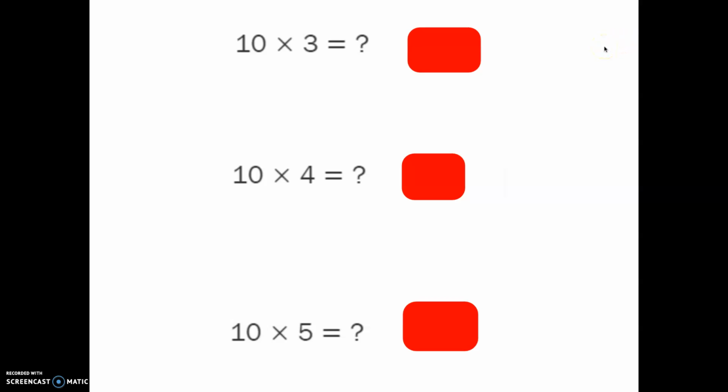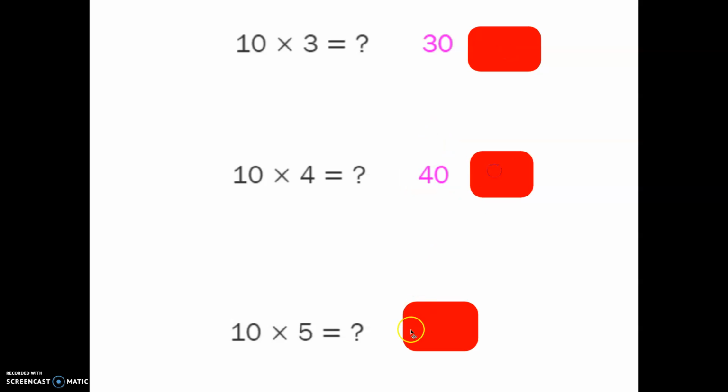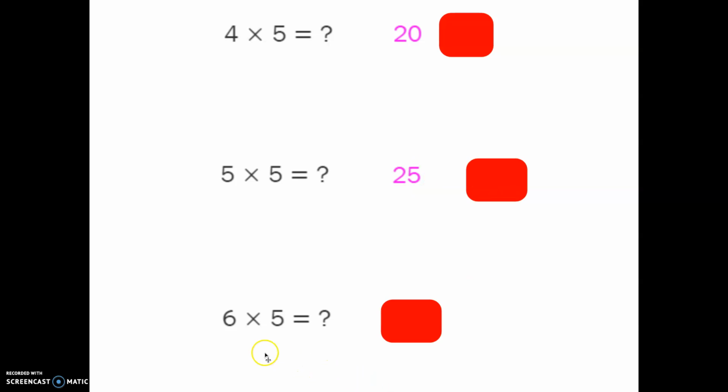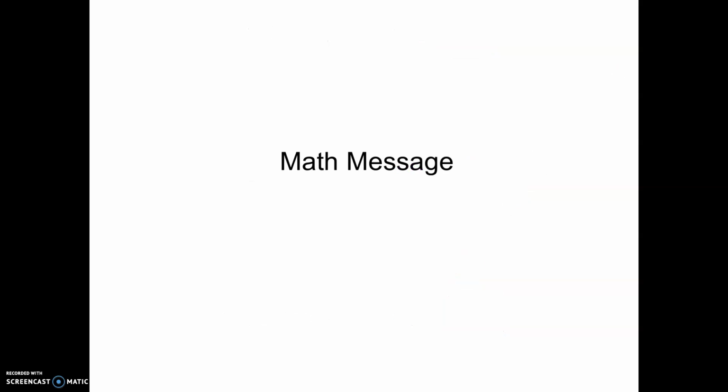Wipe those boards clean, and here we go again. 10 times 3, 10 times 4, 10 times 5. Write your answers down. 10 times 3, you should have gotten 30. 10 times 4, you should have gotten 40. 10 times 5, you should have gotten 50. Wipe those boards clean. We're going to do it one more time. Here we go. 4 times 5, 5 times 5, 6 times 5. 4 times 5 is 20. 5 times 5 is 25. 6 times 5 is 30. Good deal.